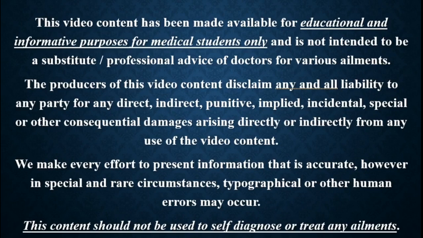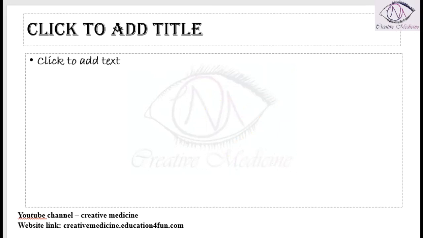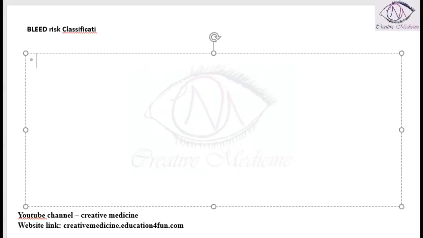In this lecture, we will learn about bleed risk classification. What is this bleed risk classification? It is a classification which is used to predict the risk of rebleeding and mortality in upper GI bleeding. In upper GI bleeding, this bleed classification will predict the risk of rebleeding and also mortality of the bleeding.